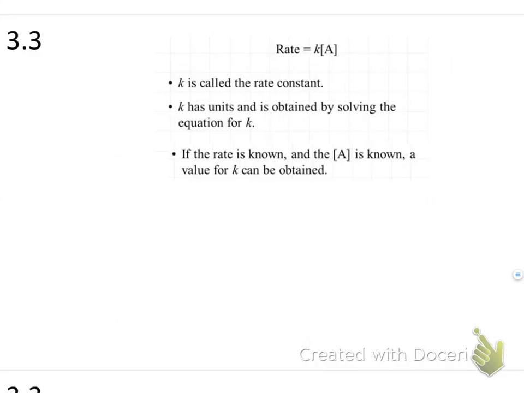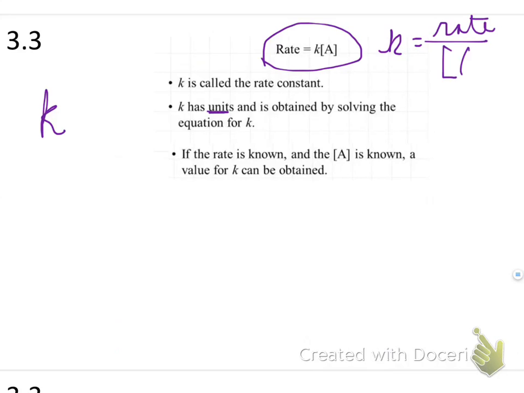Okay, so let's take a look at what we've said so far. First of all, when we're talking about a rate constant, it is a lowercase k. It's not a capital K. We'll use capital K's elsewhere in the course later. And it always has some units, and we obtain those units by solving for k. So if this is the expression, we can solve for k by saying it is equal to the rate divided by the concentration of A.